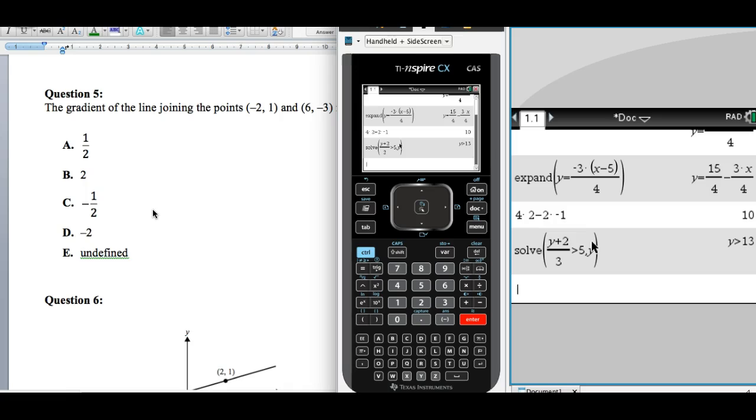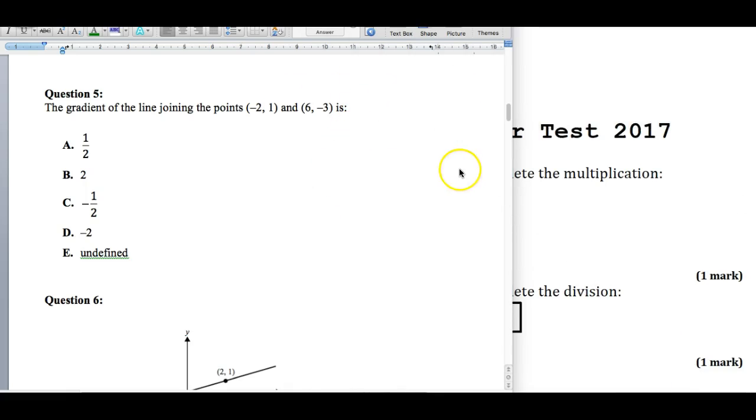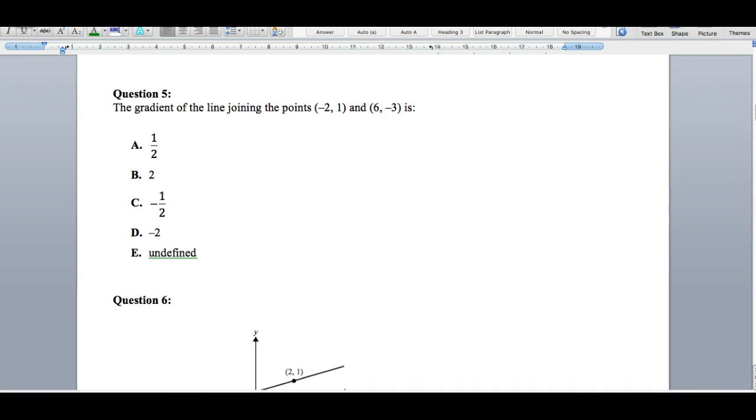The gradient of the line joining the points -2, 1 and 6, -3 is, so this one requires you to actually use the formula, so I'll write that one down. So I'll just put the calculator away for now.